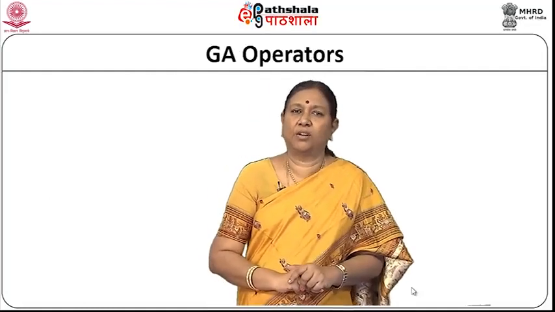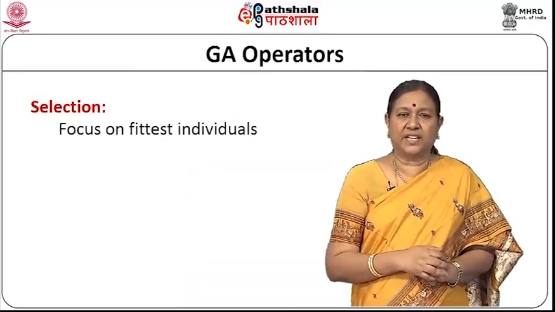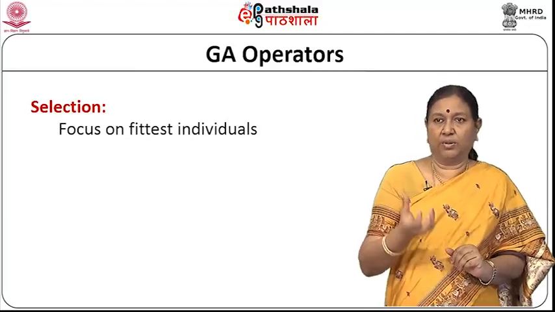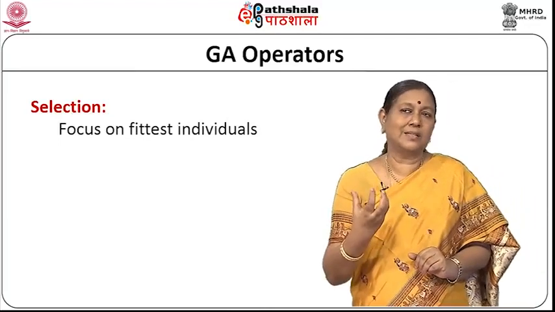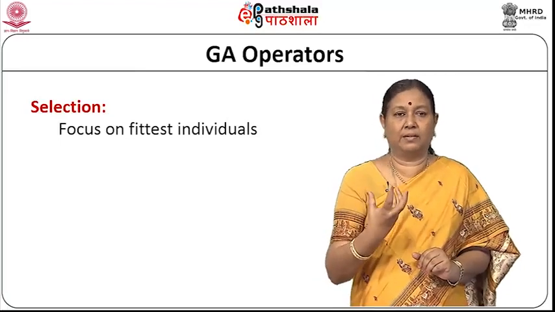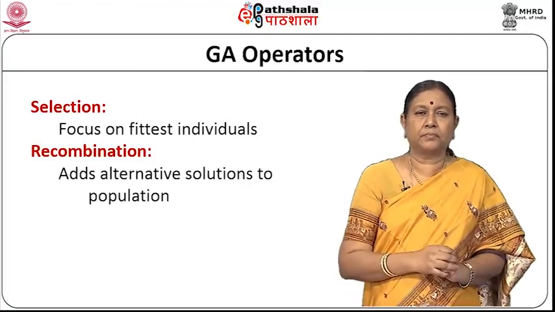Now, let us look at GA operators. What are the GA operators? First is selection. Selection is where we want to focus on the fittest individuals. So, you have to evaluate the individuals. Individuals are those in the population, remember a population consists of individuals. So, you evaluate the individuals and you focus on the fittest individuals.